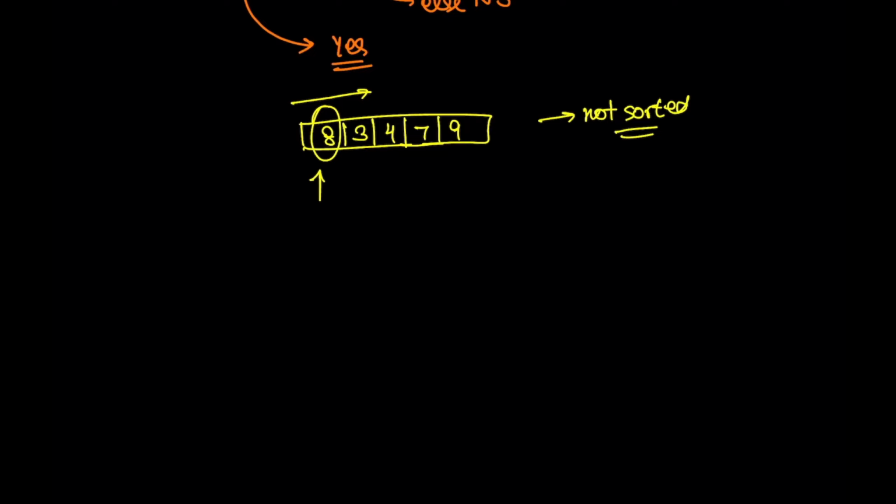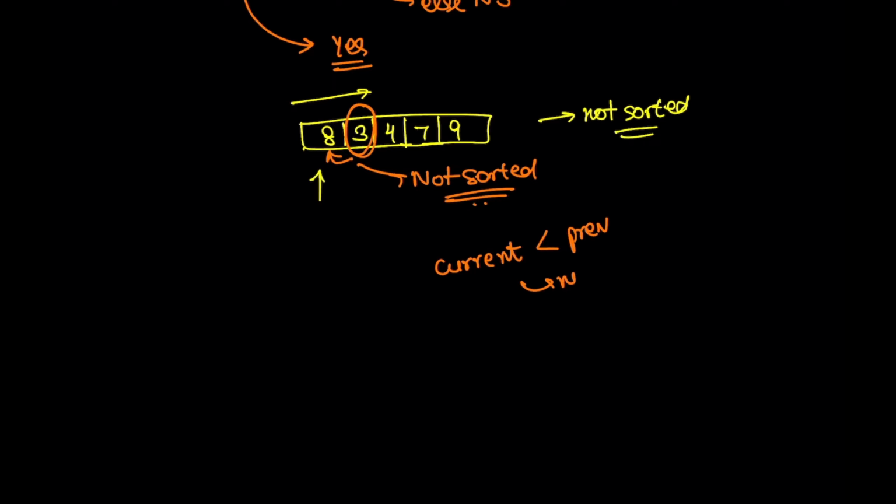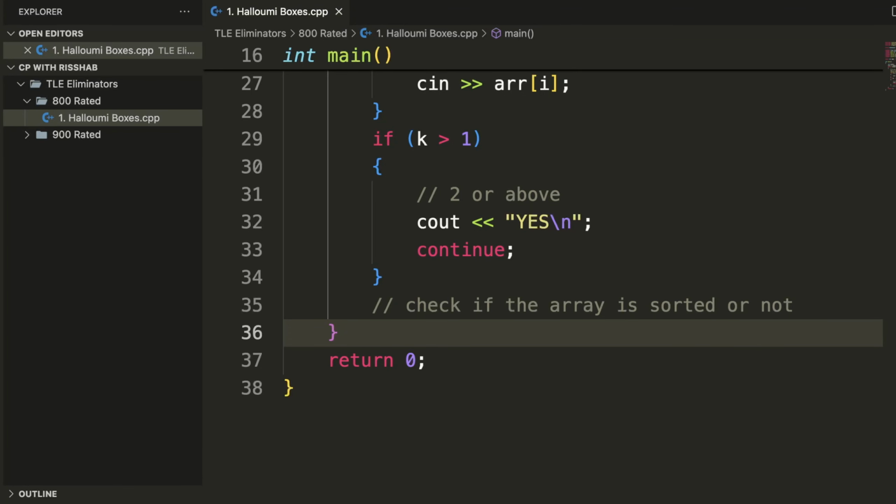So we'll take any element. If it's less than the previous element, that means it's not sorted. So suppose at this index this 3 is less than 8, that means it is not sorted. We'll just do the same thing in our code: if the current element is less than previous, then it is not sorted, and we'll keep updating the previous element with the current element. So let's implement the same in our code.